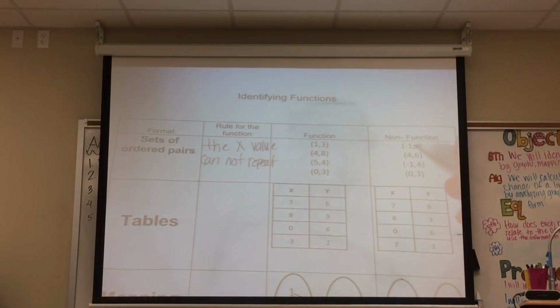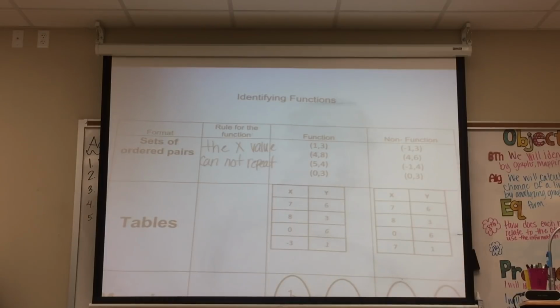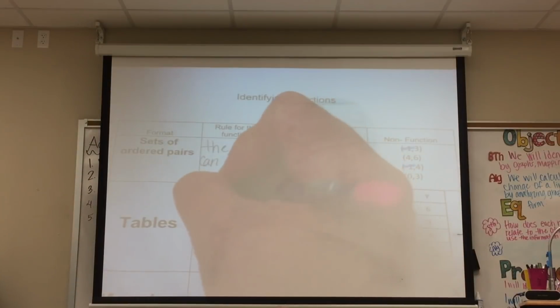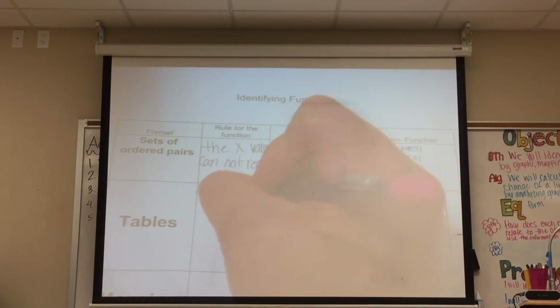On the next one, you have -1, 4, -1, and 0. The negative ones both repeat. Therefore, that makes it not a function. When looking at tables, it's done the exact same way. So the x value also cannot repeat.